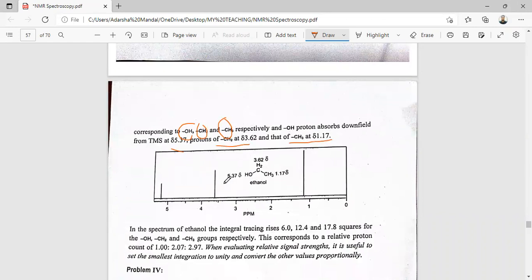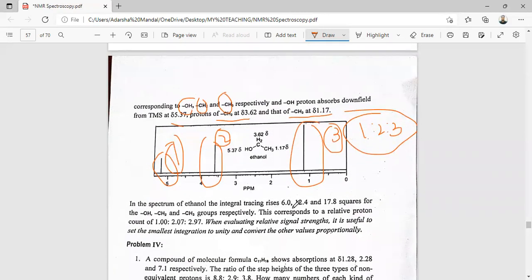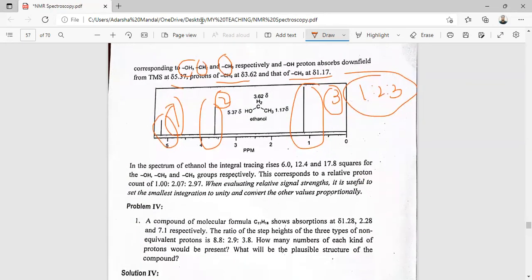So this is the NMR spectrum of the ethanol molecule. Here this is for the 1 proton, this is for the 2 protons, and this is for the 3 protons. So here the peak intensity is 1 to 2 to 3. In this spectrum of ethanol, the integral tracing rises 6, 12, and 18 squares for the OH, CH2 and CH3 respectively. These correspond to a relative proton count of 1 to 2 to 2.97. When evaluating the integration strengths, it is useful to set the smallest integration to unity and convert the other values proportionally.